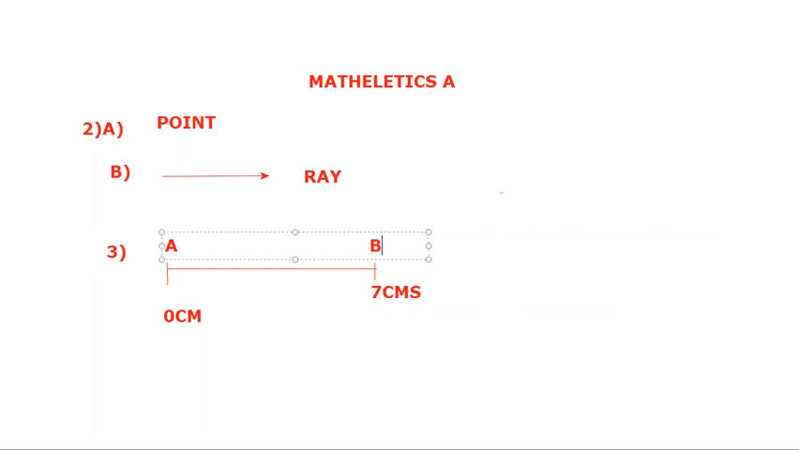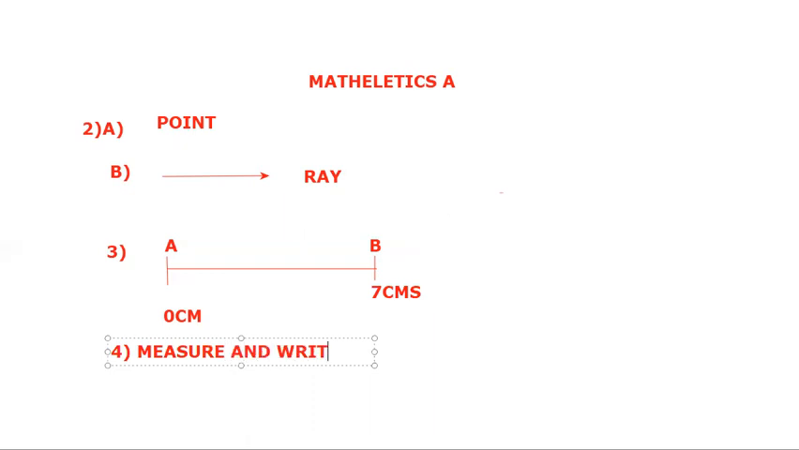So 3 is complete. Number 4, there is a picture of a ray or an arrow. You are asked to measure the length of the arrow. Take a scale and measure it. Go to number 5. Number 4, measure and write with unit. You must write the unit, centimeter or inches, whatever. Number 5.